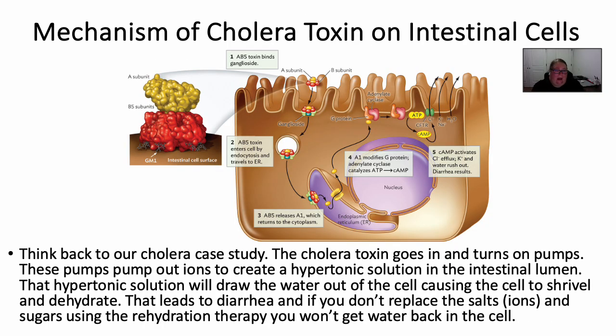Okay, we now know exactly what is happening in our cholera toxin example. We can now add words like hypertonic, and the hypertonic environment is going to draw the water outside of the cell. As just a reminder, you need to be able to explain what is happening in this cholera toxin case on the next exam. So this is a good slide to know.